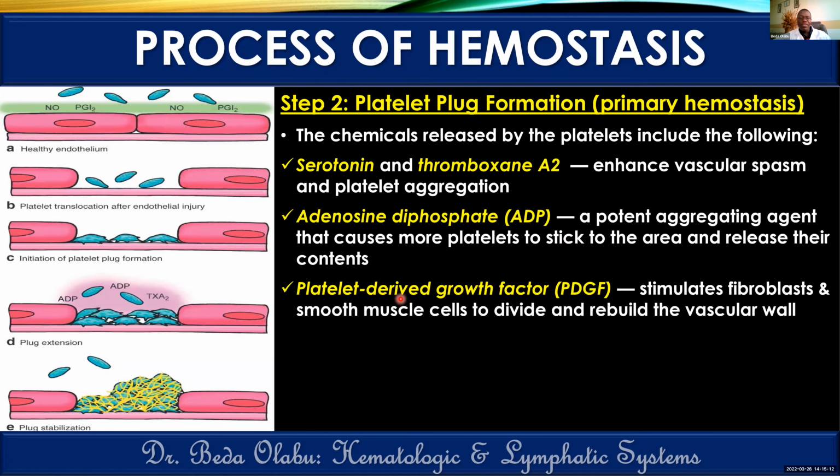Then we have the platelet-derived growth factor. This one stimulates fibroblasts. Remember, fibroblasts are connective tissue cells that secrete collagen, as well as smooth muscles. And these ones are important in helping to rebuild or basically repair. So this factor produced by platelets is looking at the future, that this site of injury needs to be repaired. This product helps in initiating the healing process.